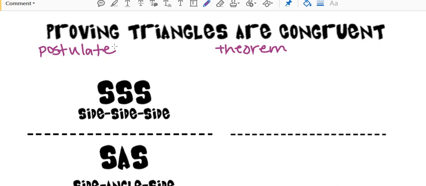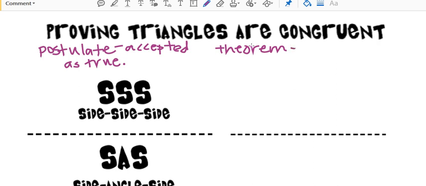So postulates are things that are just accepted as true. These are mathematical statements that are the most basic form of mathematical reason, and they are accepted as true. You don't have to prove them, they just are what they are. Some of these statements down here are going to be postulates.